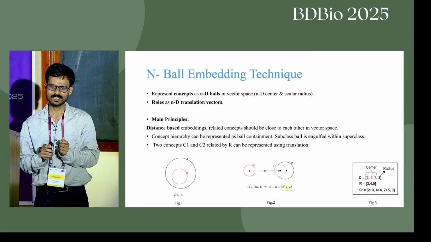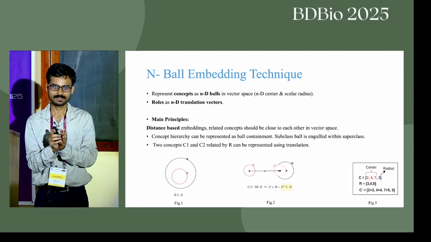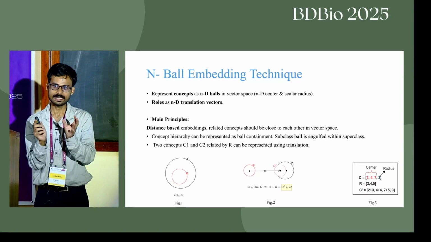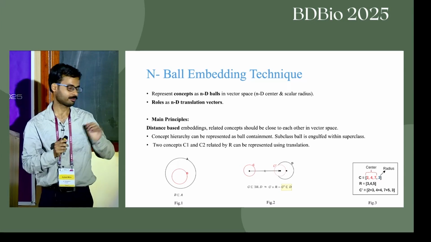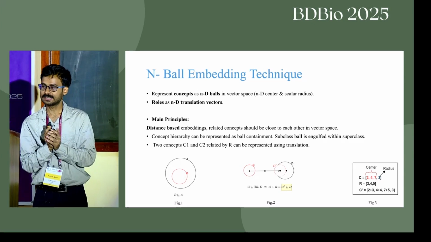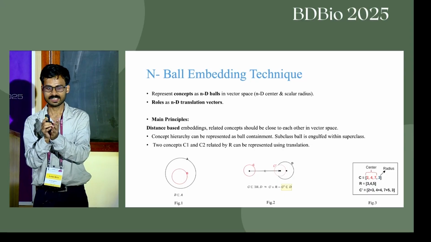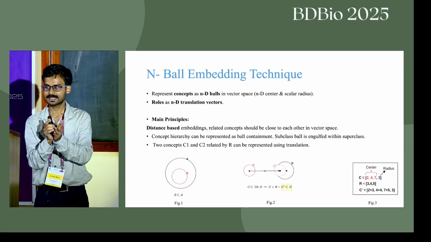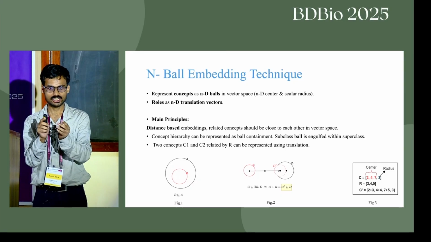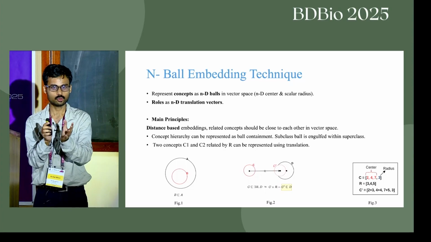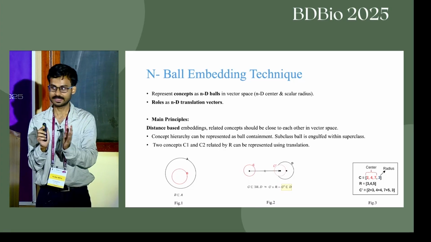Now, for example, let's take the axiom in figure 1. It's a simple axiom: B is a subclass of A. This can be represented in this form, that the ball of B should be engulfed completely within the ball of A, as you can see in figure 1. Similarly, another axiom includes a relation R. What it means is that when C is translated by R, the new position C dash should be as close to D as possible.